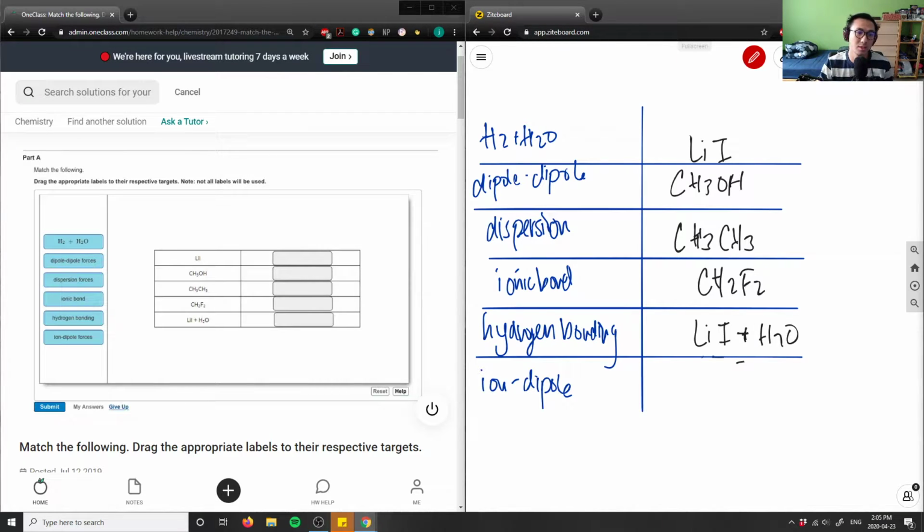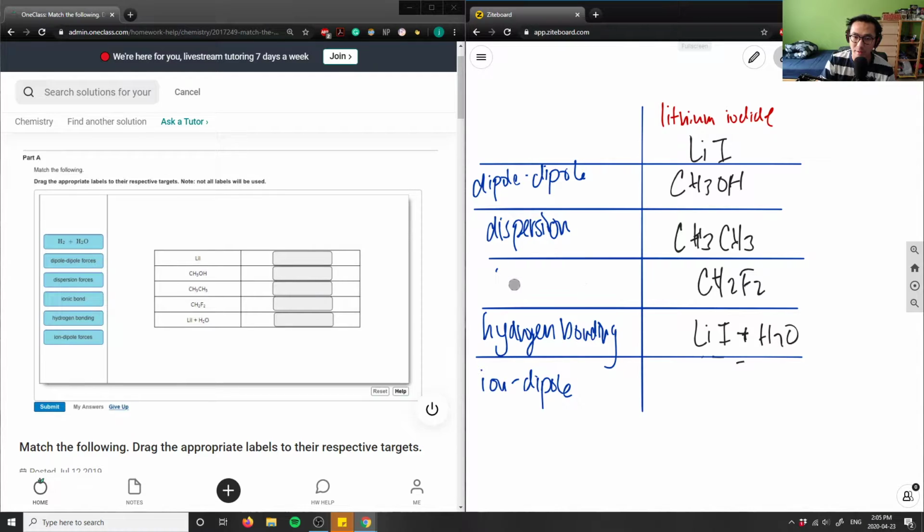Okay, so let's do this problem here. So this is lithium iodide, right? Lithium is a metal, iodine is a non-metal, which means this would make an ionic bond. So I would have to erase this, and my first answer for this problem here would be an ionic bond, right? I have a metal and a non-metal. Good. Let's look at this one here.